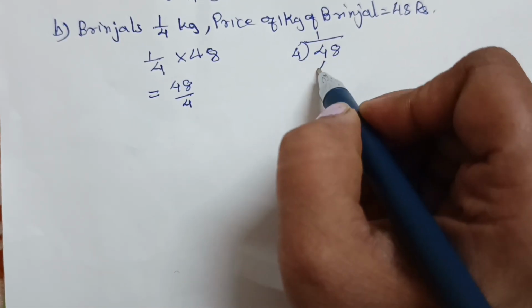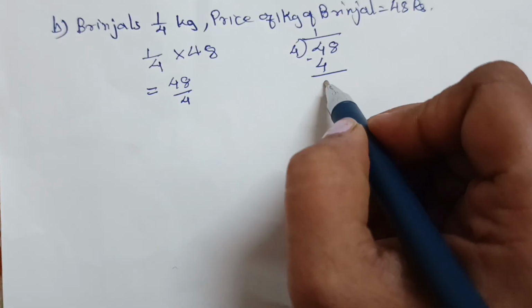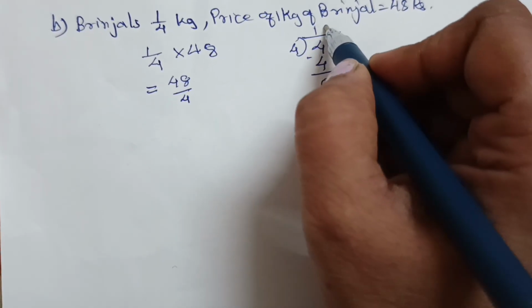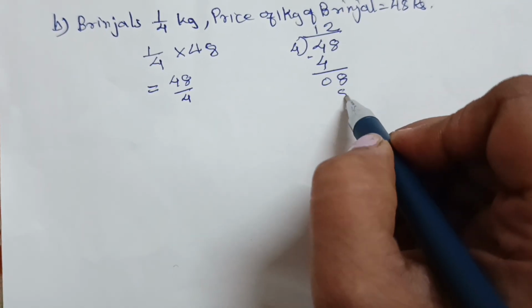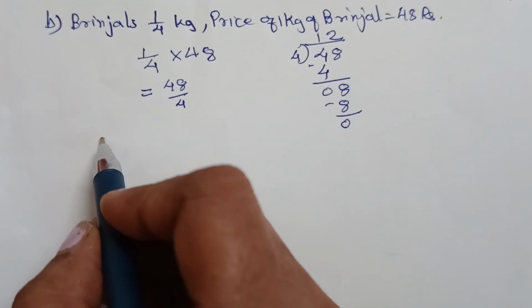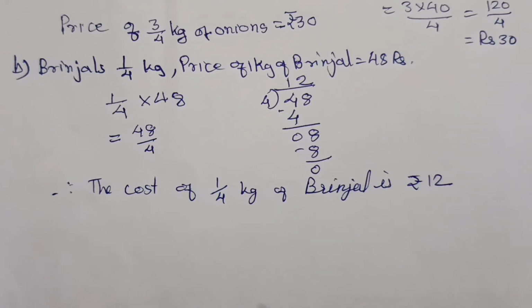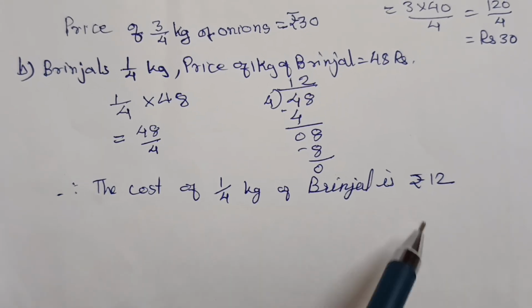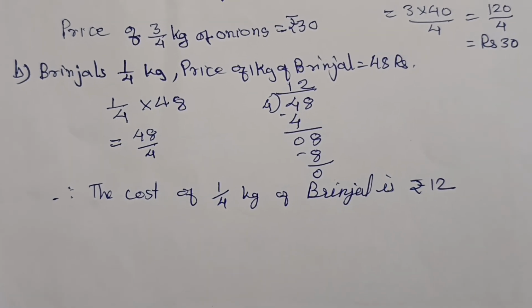So 4 ones are 4. 4 twos are 8. So 8 minus 8 is 0. So the cost of 1/4 kg of brinjal is 12 rupees. Therefore, the cost of 1/4 kg of brinjal is 12 rupees.